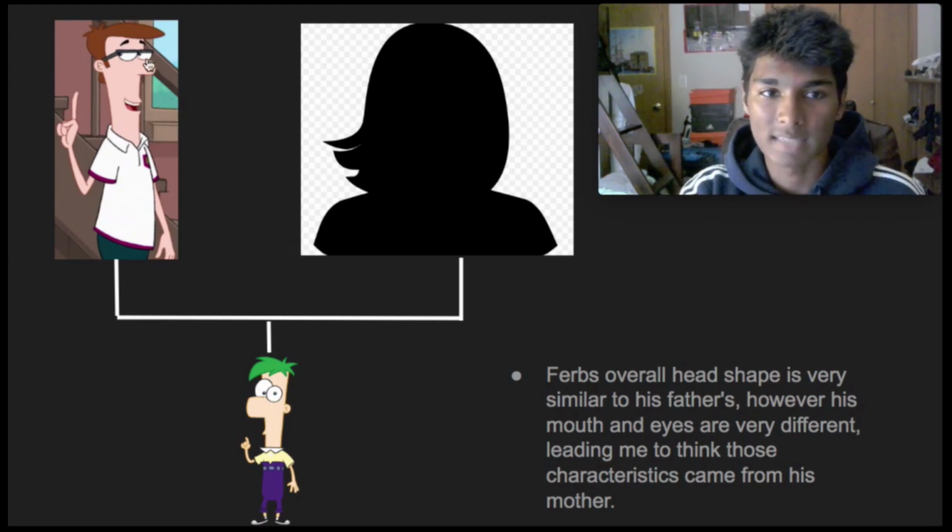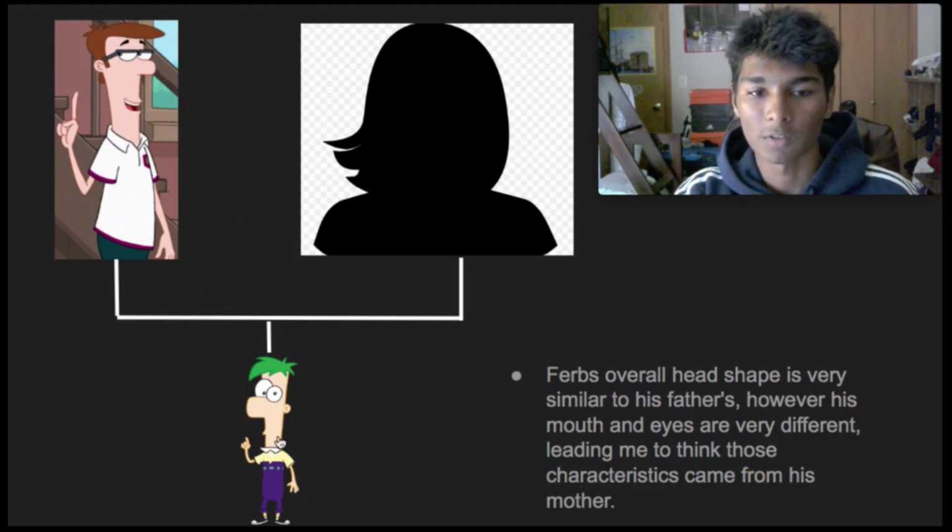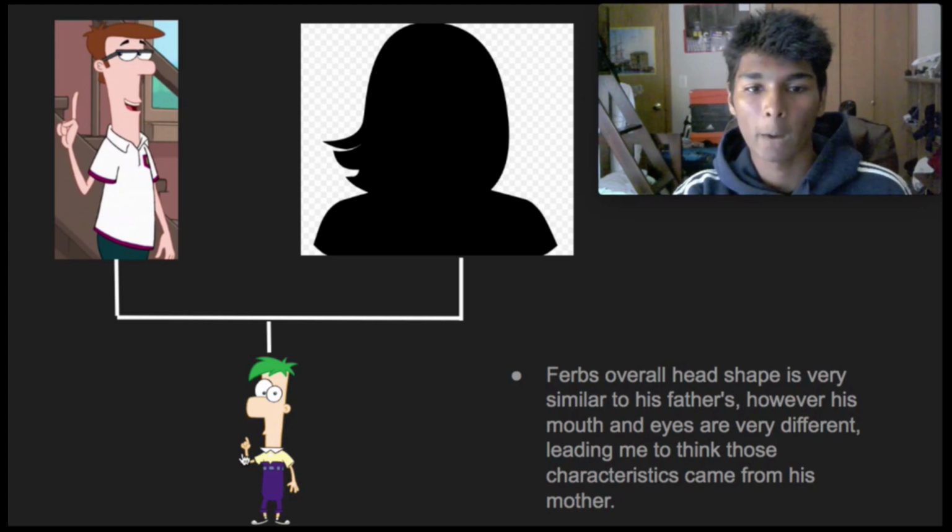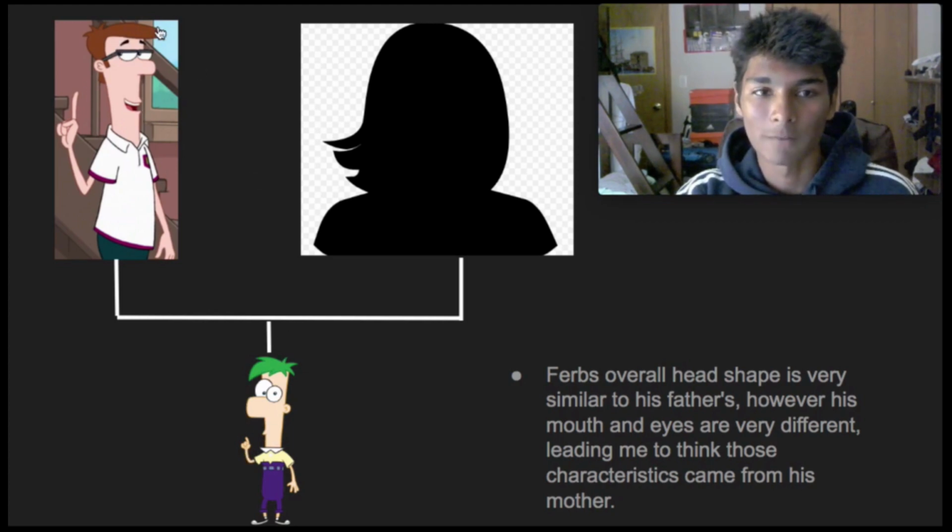Because you notice that Ferb's head shape is very similar to his father's. However, things like his mouth and eyes are very different. So I like to think that those characteristics came from his mother.